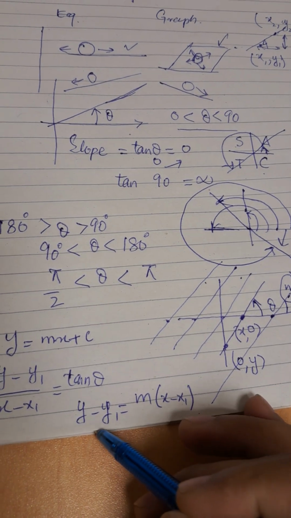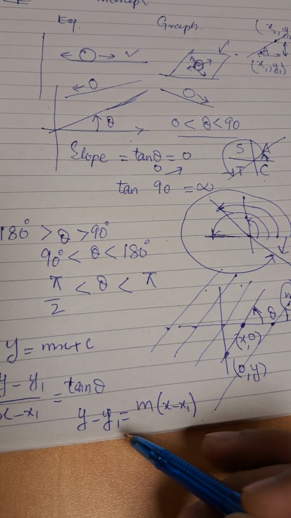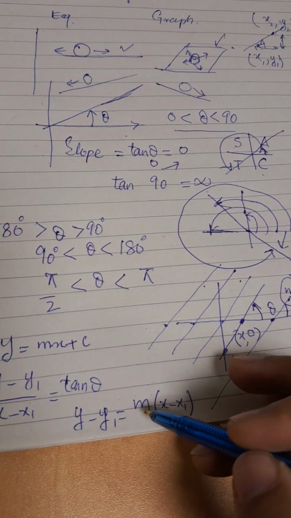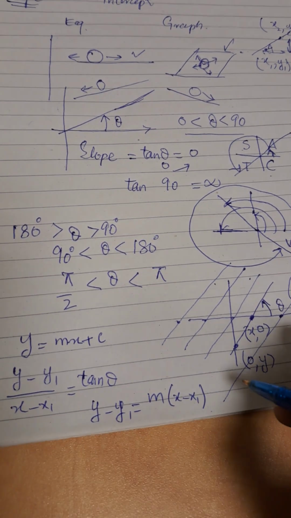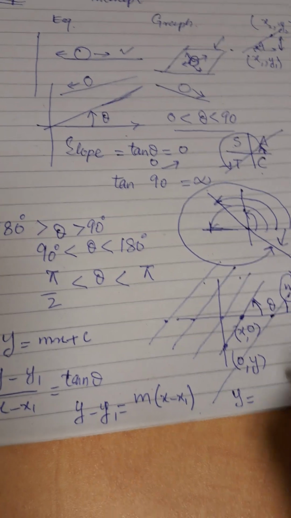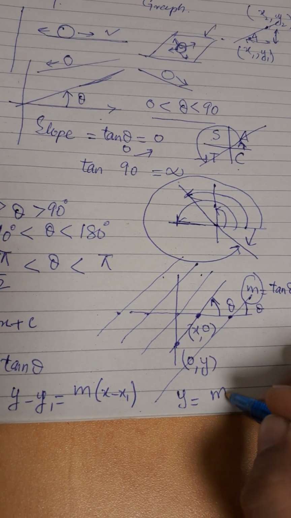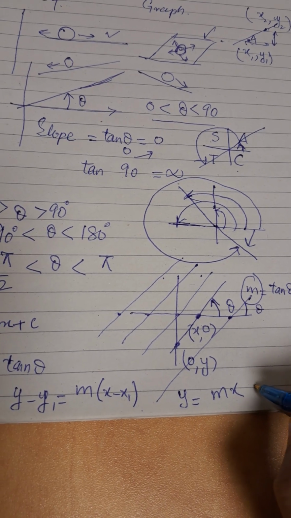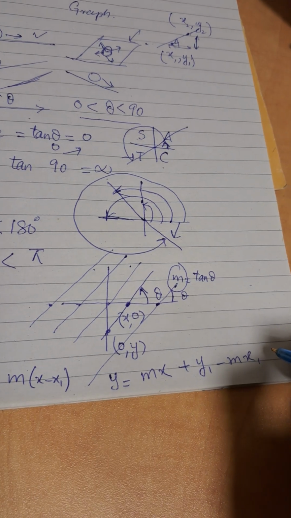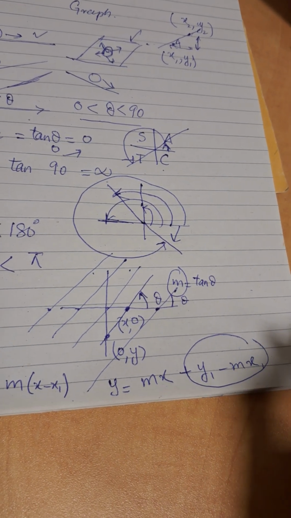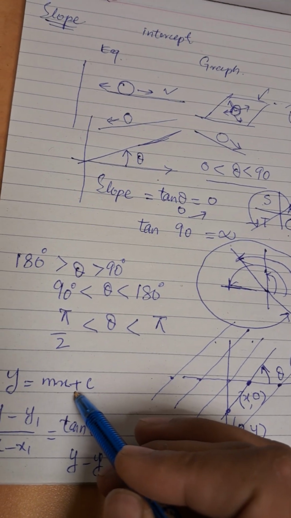If we write it in terms of y, then the intercept would be y1 and the sum of m times (x minus x1). So it would turn out to be y equal to mx plus y1 minus mx1. So this whole term becomes the intercept. This is the same as we had written in here.